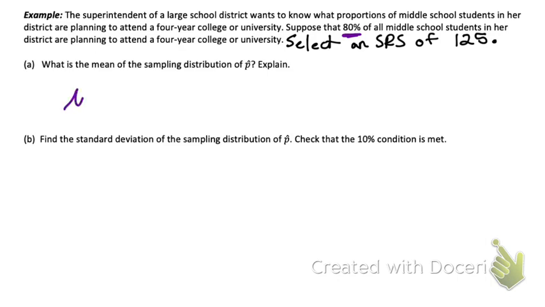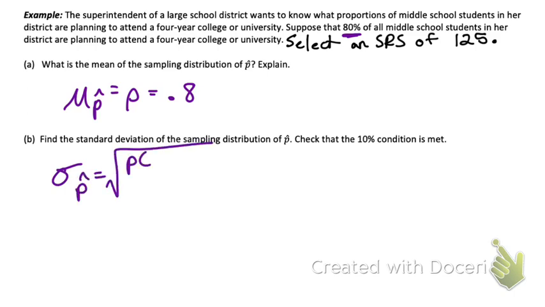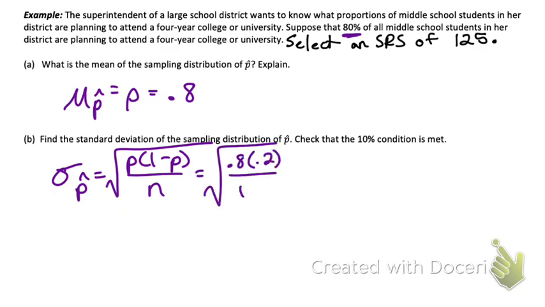What is the mean of the sampling distribution of p-hat? Literally just p, which is 0.8, which was told to us in the problem. What is the standard deviation of the sampling distribution of p-hat? We're going to need to do some calculations here. So the square root of 0.8 times 0.2 divided by 125.